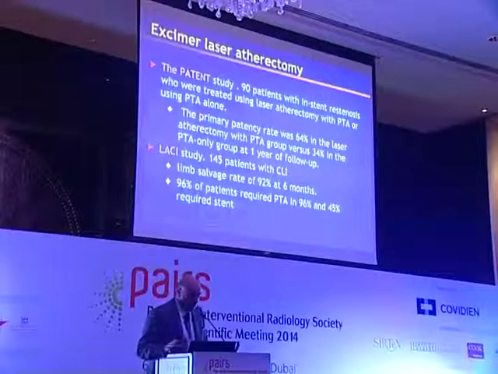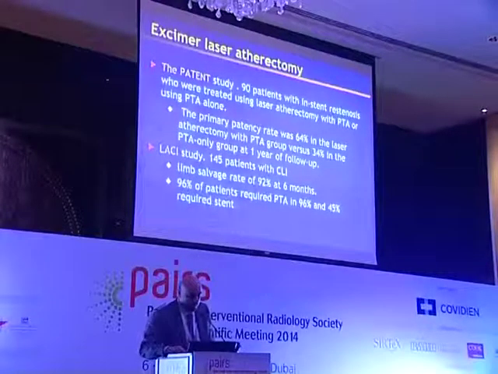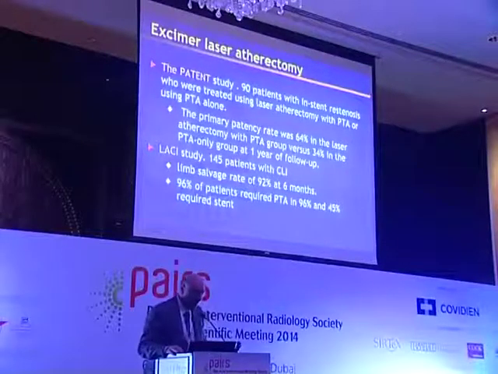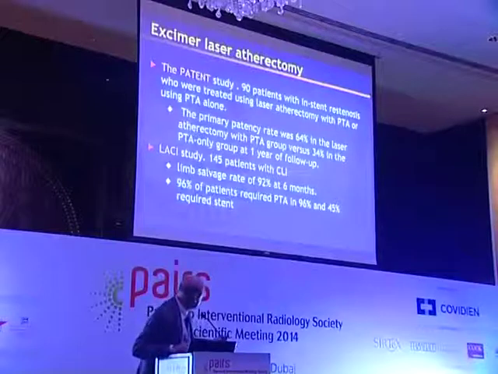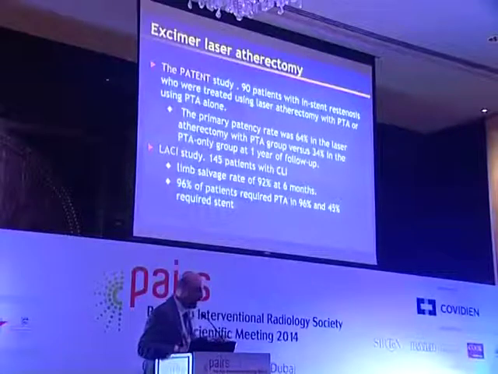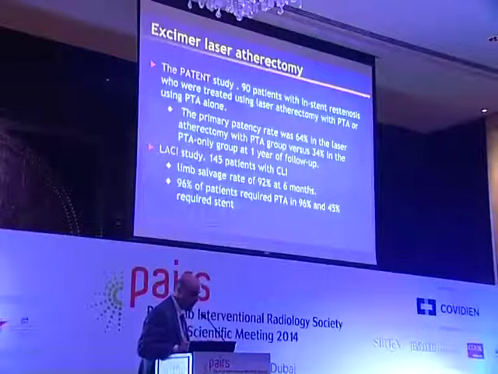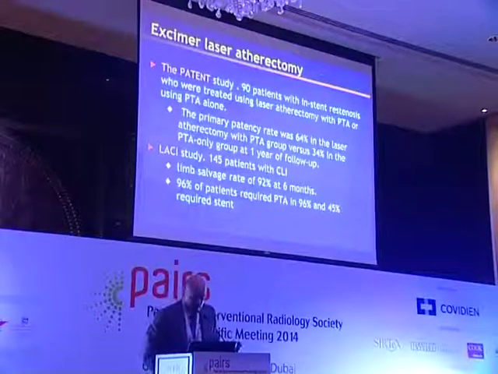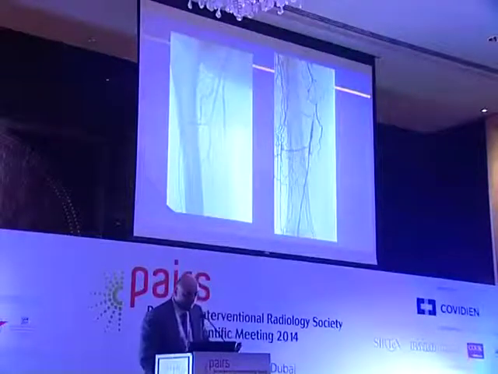The LACI study for CLI talked about a limb salvage rate of 92% at 6 months. But as you see here, different from the other atherectomy devices, there is a higher rate of PTA use, so it's not a standalone device. It's mostly to prep the artery, unlike some of the others, like directional atherectomy, which can basically be a standalone device. And stenting was definitely higher because there's a higher risk of dissection compared to the other devices.